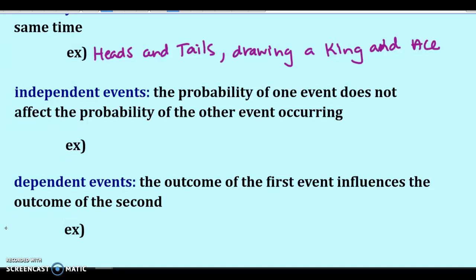Independent events are events where the probability of one event does not affect the probability of the other event occurring. So for example, if I flip a coin and I roll a dice, well, if I get a tails on my coin, that does not affect me getting a 6 on my dice. I can roll the dice, I can flip the coin. It's not going to change the outcome one or the other.